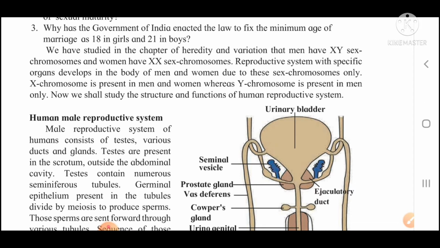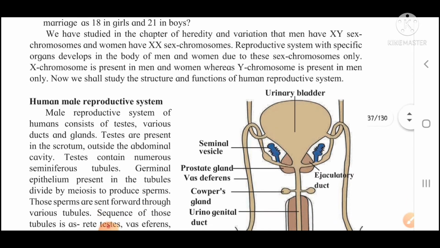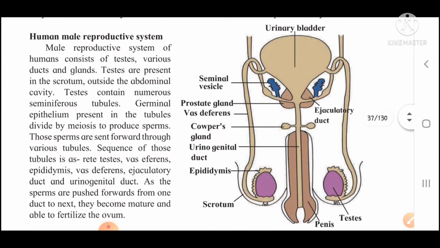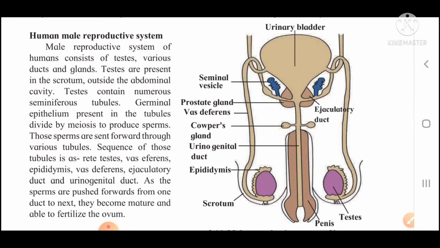X chromosome is present in men and women, whereas the Y chromosome is present in men only. Now we shall study the structure and function of the human reproductive system. Let us move towards the human male reproductive system. First of all you should know this diagram. This diagram is very important. Try to draw and learn this diagram with its labelings, okay, it is asked in examination.